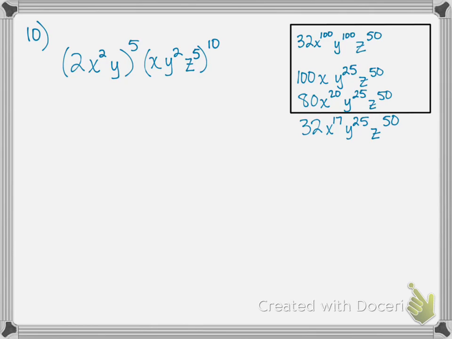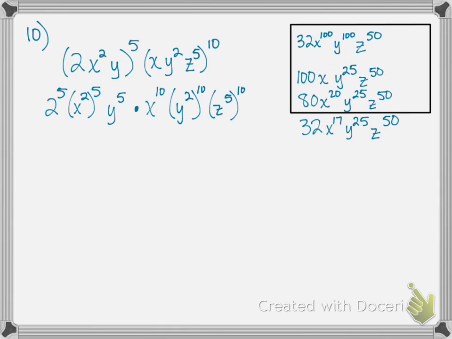Anybody have anything different? Okay, so let's go through this one piece at a time. For our first set of parentheses, everything in there, the 2, the x squared, and the y, all of those are getting what exponent? The 5th. So 2 to the 5th power, x squared. If it already has an exponent, I would recommend using parentheses. X squared to the 5th power, and y to the 5th power. It's multiplied by everything in the second set of parentheses, which gets what exponent? The 10th. So x to the 10th, y squared to the 10th, z to the 5th to the 10th.